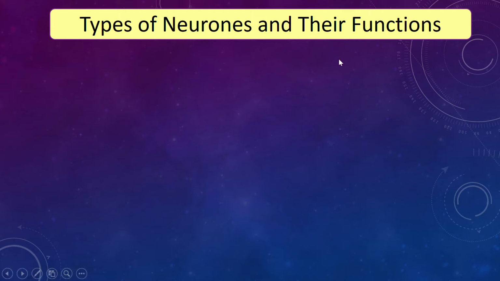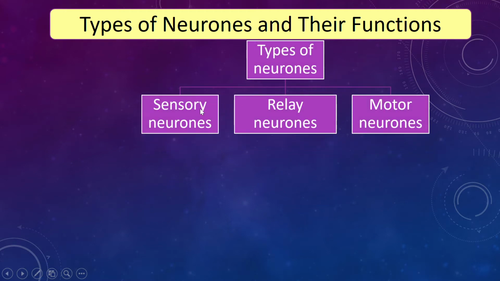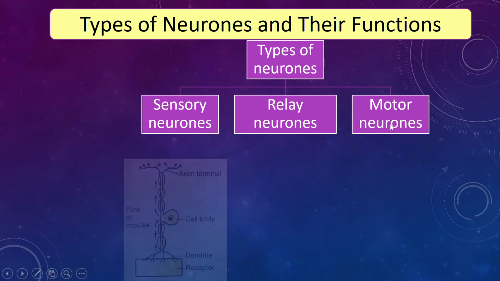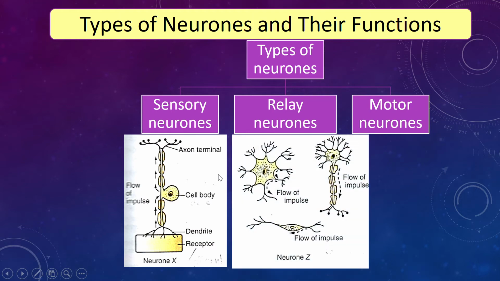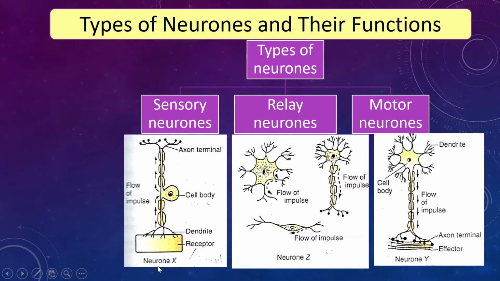Types of neurons and their functions. So we have three types: the sensory neurons, relay neurons, and motor neurons. So the respective picture. Okay, if it is neuron X given, and that you identify, look at the cell body which is at the side. So this one is significant, this one is definitely sensory neurons, exclusive untuk sensory neuron ini.